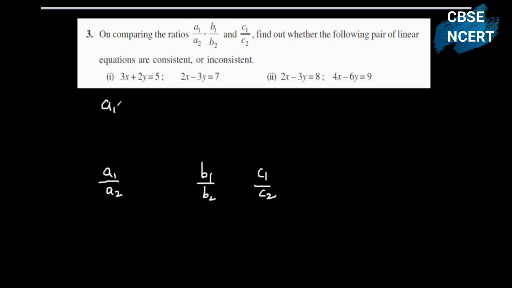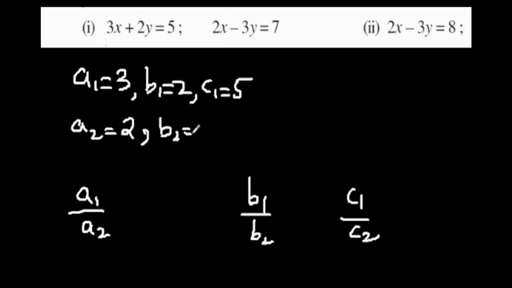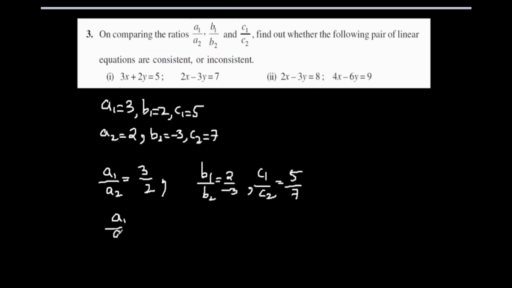So what is A1, students? A1 is the x coefficient for the first equation, which is 3, B1 is 2 and C1 is 5, and A2 is 2, the coefficient of x for the second equation, B2 is minus 3 and C2 is 7. So let me compare the ratios. A1 by A2 is 3 by 2, B1 by B2 is 2 by minus 3 and C1 by C2 is 5 by 7. So we have seen that A1 by A2 is not equal to B1 by B2, because 3 by 2 and minus 2 by 3 are not equal. So these are intersecting lines.